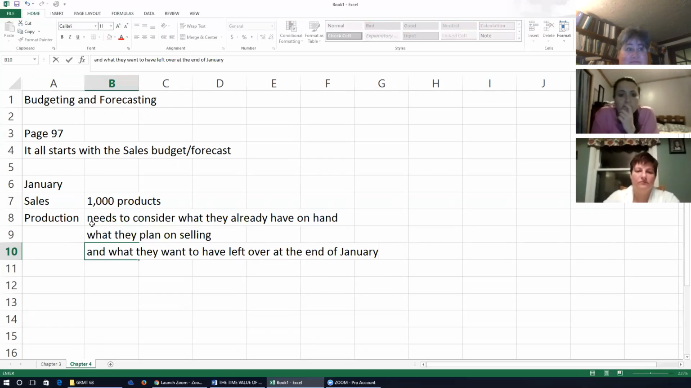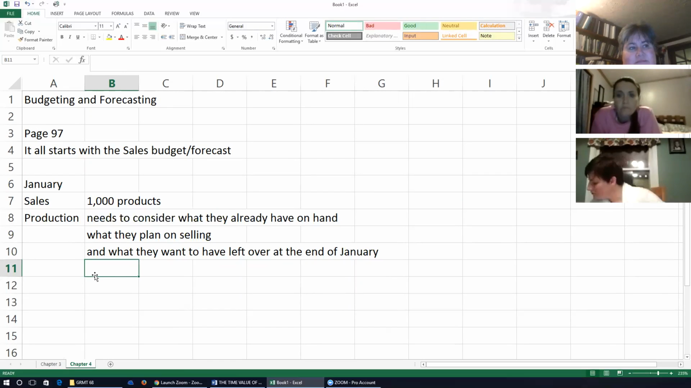Okay? So instead of giving you a mathematical example, that's kind of what they're going to do. And you're going to see the actual math of that in the chapter, where they'll try to figure out if they want this much left over and they start with this much and they got to cover 1,000 units of sales, how many products do they have to make?